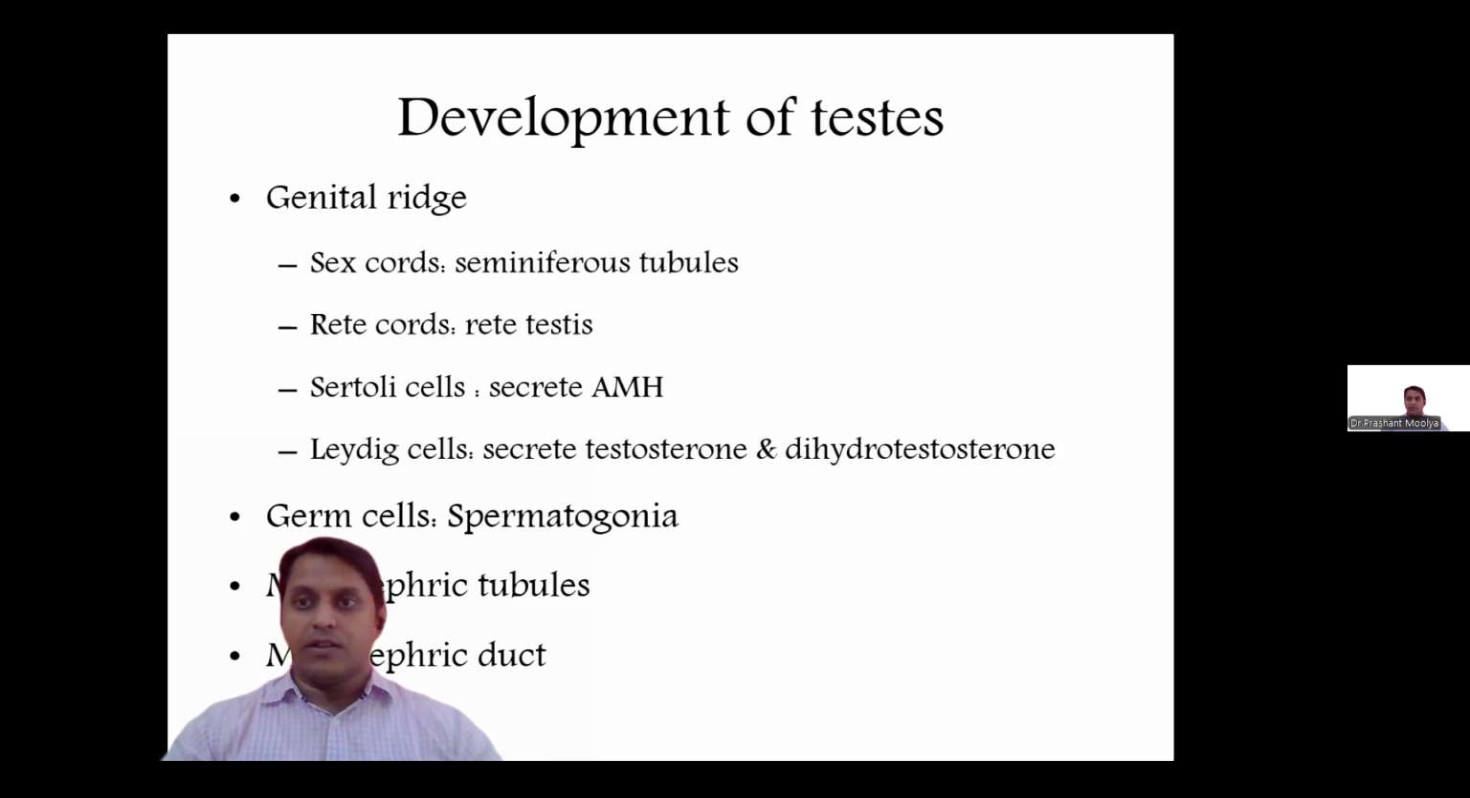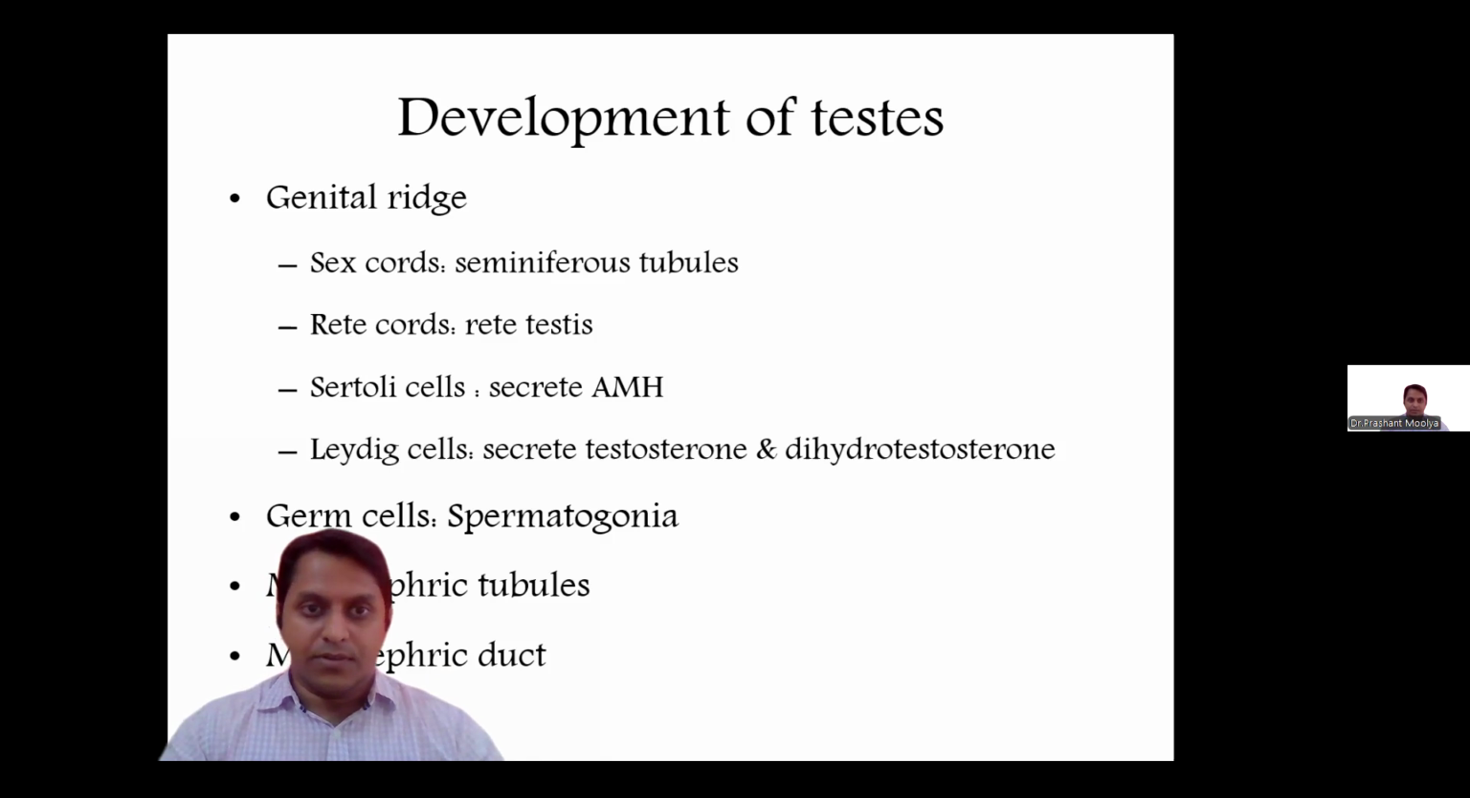This genital ridge is an undifferentiated one, so it could develop either into testes or into ovaries. What decides whether it develops into testes or ovaries? It's the Y chromosome. The Y chromosome has the gene called the SRY gene, which stimulates the cells in this genital ridge to produce Sertoli cells as well as Leydig cells.